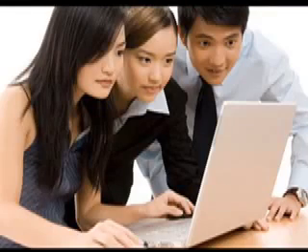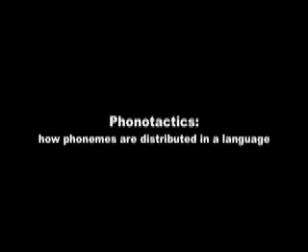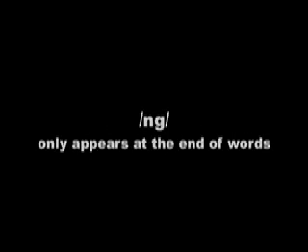When people acquire the phonology of a language, they also acquire knowledge of phonotactics, or how phonemes are distributed in a language. For example, an English speaker knows that the phoneme ng comes at the end of a word and has the ng sound. This sound never occurs at the beginning of an English word.